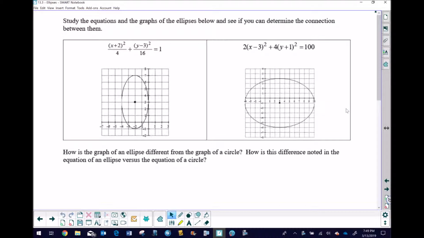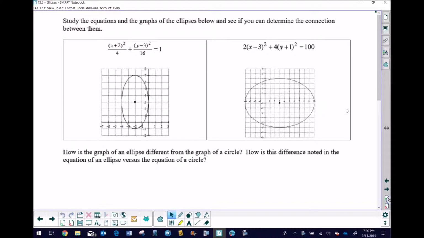This is the second video in the series that covers our Unit 13, and we'll be doing pretty much all of the problems on page 2 of the notes that lead up to example number 1. If you watched the last video, you started to get a feel for what's going on with an ellipse, and we're going to take a more in-depth look at the equations of ellipses here. So on the top of page 2, you were asked to study the equations and the graphs of the two ellipses below and see if you can determine the connection between them.